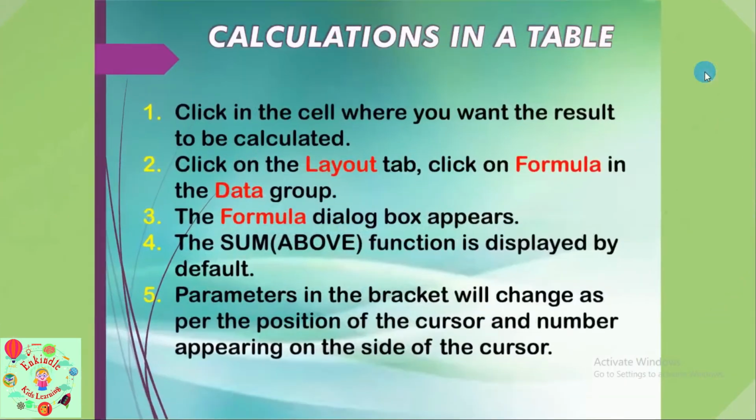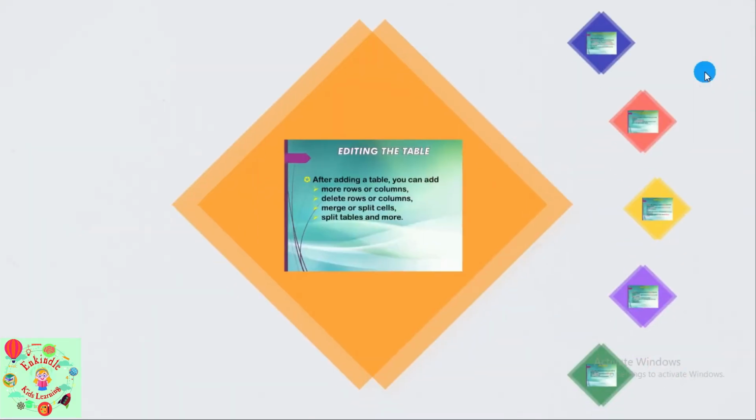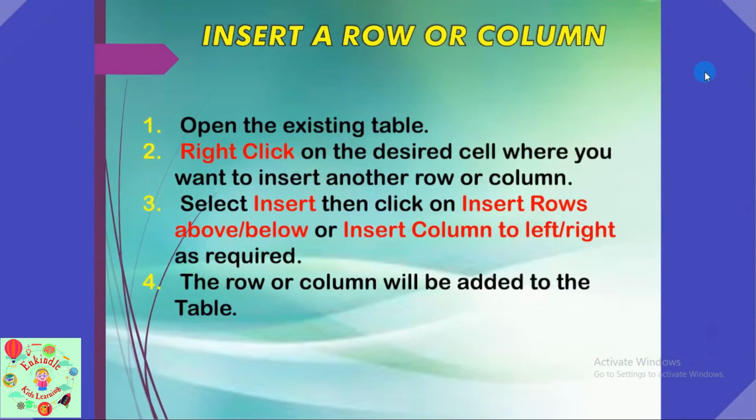Then we studied calculations in a table. In a table, you can perform basic calculations using some basic functions like sum, average, count. You will get the result instead of manually calculating. Type the values in the selected cell to calculate. Then we saw about editing the table. After adding a table, you can add more rows or columns, delete rows or columns, merge or split cells, split tables, and more. Under this, we saw how to insert a row or column.